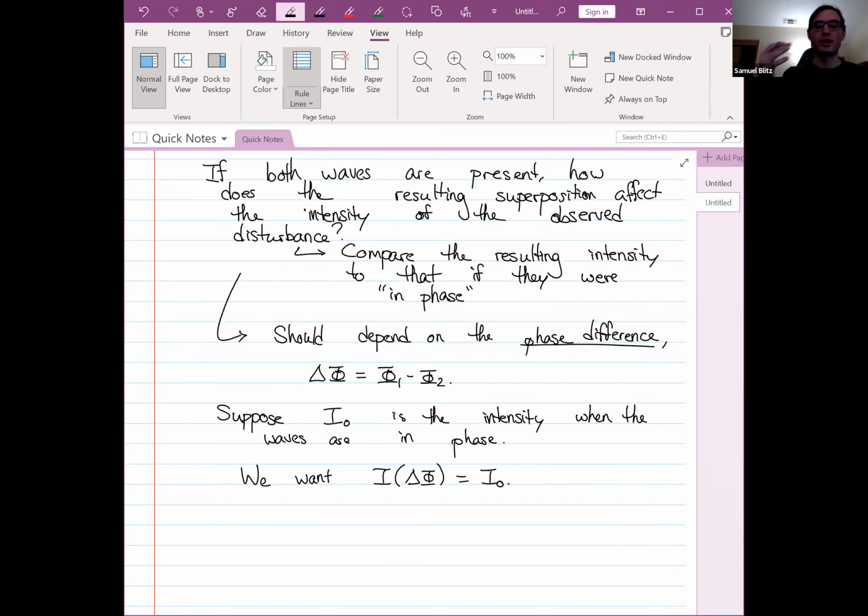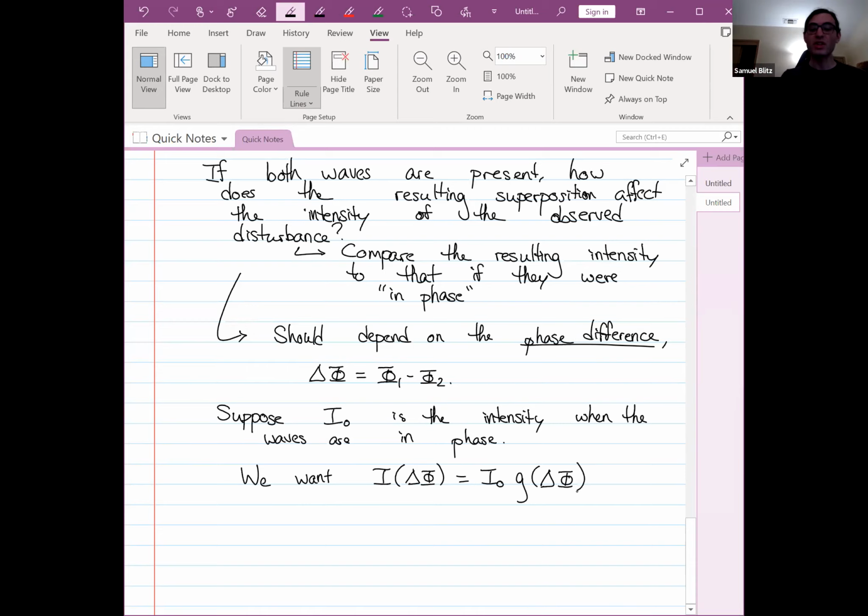Right, so we want to compare the intensity when they're out of phase with the intensity when they are in phase. For example, we know that when delta phi is 0, when they are perfectly in phase, the intensity should just be equal to I naught. But when they're totally anti-aligned, we know the intensity should be 0. So we want to compare it with the maximal intensity, I naught. We're going to multiply I naught times some numerical factor, g of delta phi. G of delta phi will range anywhere from 0 to 1. It'll be 1 when they're aligned, and it'll be 0 when they're anti-aligned.